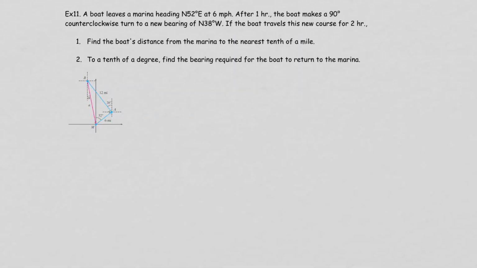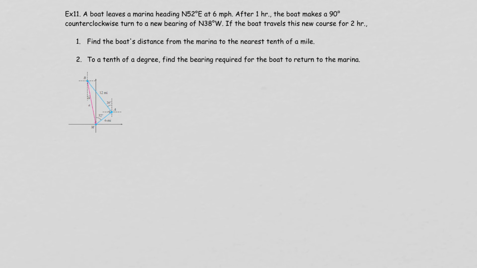Example 11. A boat leaves a marina heading north 52 degrees east at 6 miles per hour. After 1 hour, the boat makes a 90 degree counterclockwise turn to a new bearing of north 38 degrees west. If the boat travels this new course for 2 hours, find the boat's distance from the marina to the nearest tenth of a mile. That's the first question. The second question says, to a tenth of a degree, find the bearing required for the boat to return to the marina.